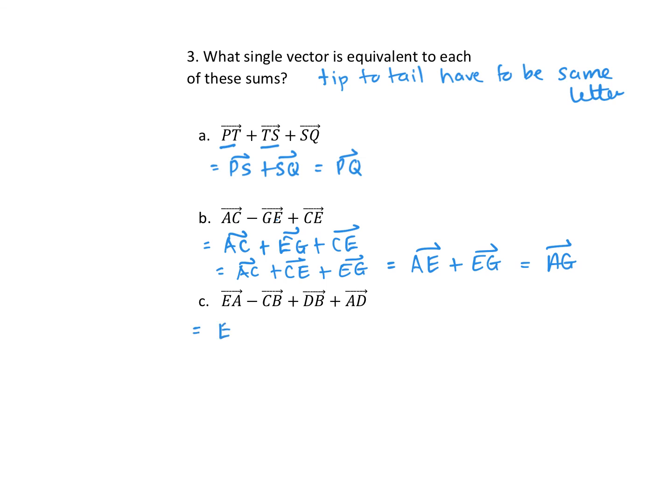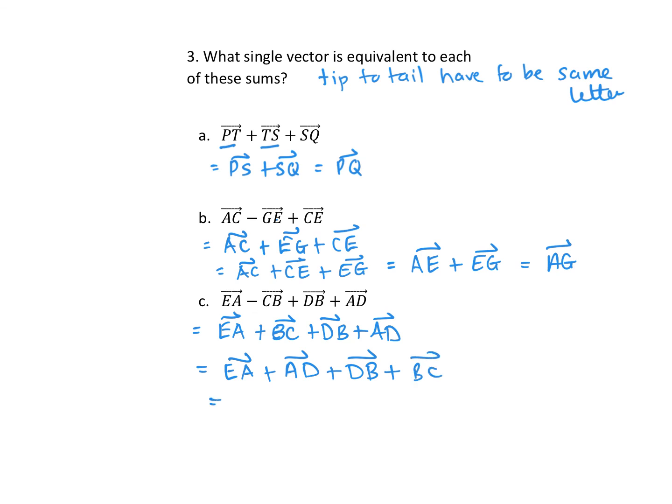Same with this one. First thing I would do is change minus C to B and change that to plus B to C. So any subtractions I'm going to change to the opposite. Okay, so I'm going to put E to A, which ends in A, so I'm going to put the A to D next. That one ends in D, so I'm going to put the D to B next, and then that one ends in B, so I'll put the B to C last. So E to A plus A to D. Tip to tail is the same, so that would be E to D.